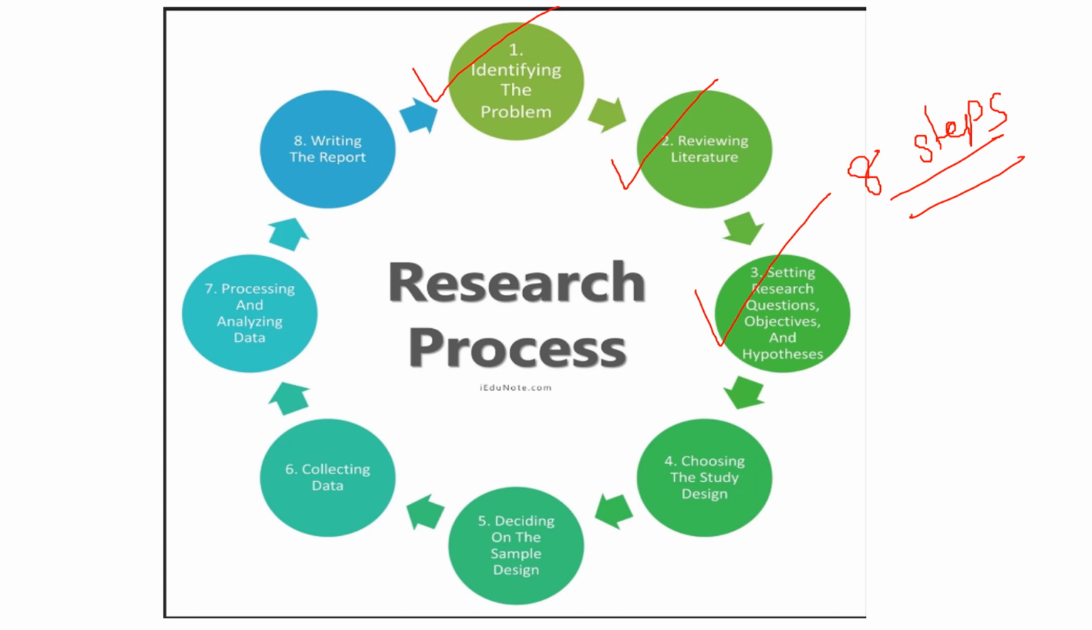Then is choosing the study design. Fifth one is deciding on the sample design. Okay, how the sample he is going to collect, for which the design is required. Then is collecting the data. Now here, how the information or data the researcher will collect, that is an important part. Okay, and there are two types of collecting the data, that is primary data and secondary data.